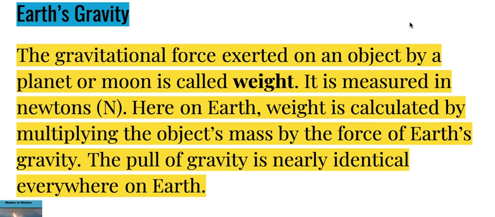The gravitational force exerted on an object by a planet or moon is called weight. It is measured in newtons. Here on Earth, weight is calculated by multiplying the object's mass by the force of Earth's gravity. The pull of gravity is nearly identical everywhere on Earth.